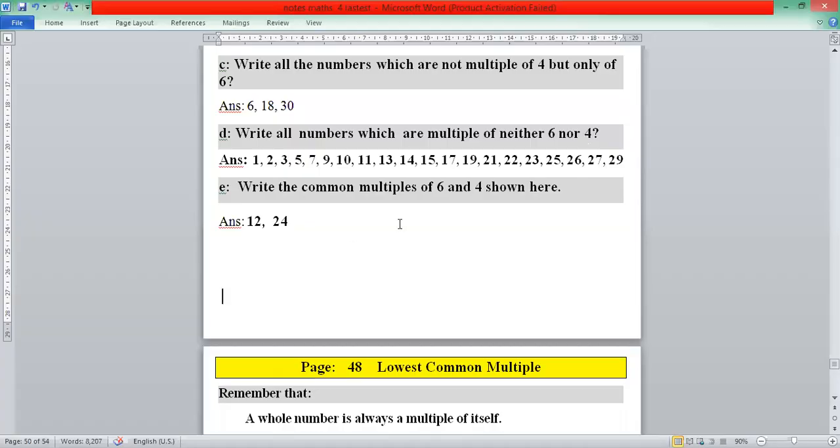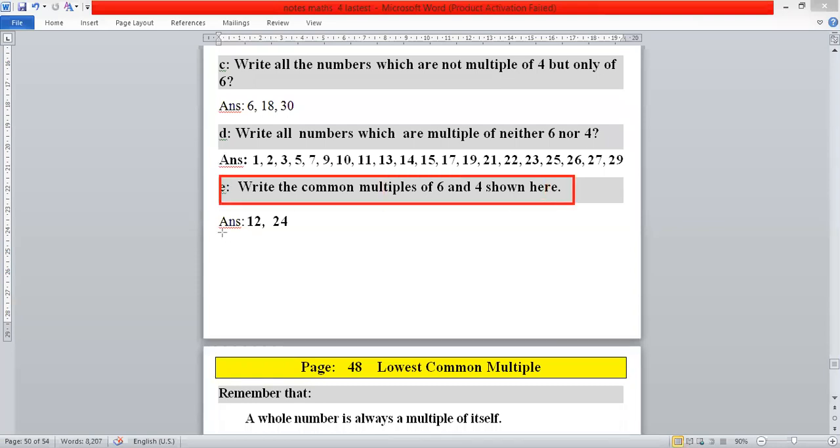And the last statement is: write the common multiples of 6 and 4 here in this Venn diagram. So common multiples of 6 and 4 are 12 and 24.